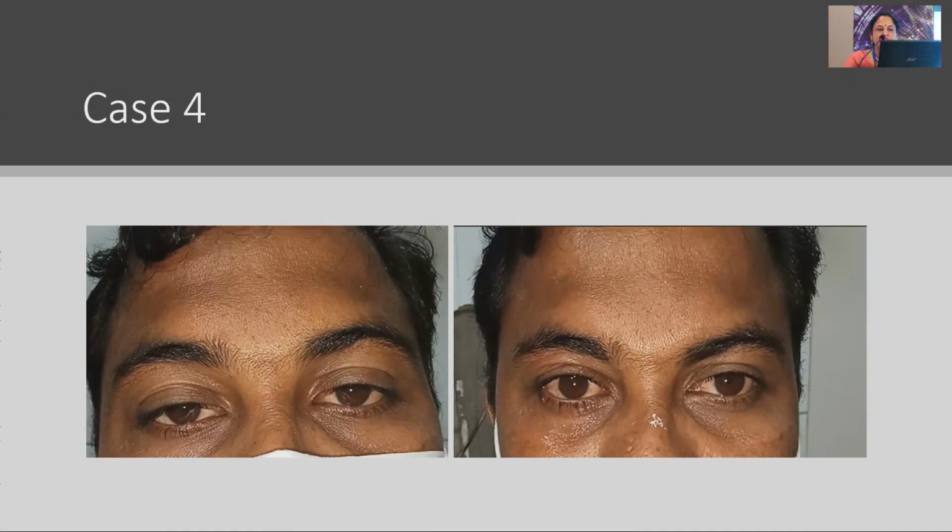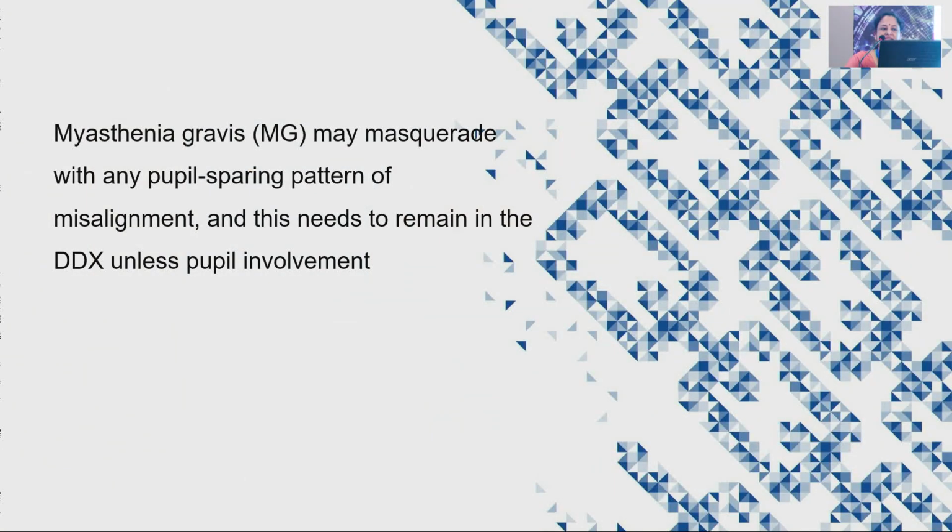Now this case was a 50-year-old man who came with a ptosis which was variable. You can see that on doing an ice pack test, the ptosis reduced, and on a fatigue test that was done, you see that there is an increase in the ptosis amount. So it's a case of myasthenia. So remember that myasthenia can masquerade as any condition. With any pupil-sparing pattern of misalignment, you have to keep myasthenia as one of the differentials.